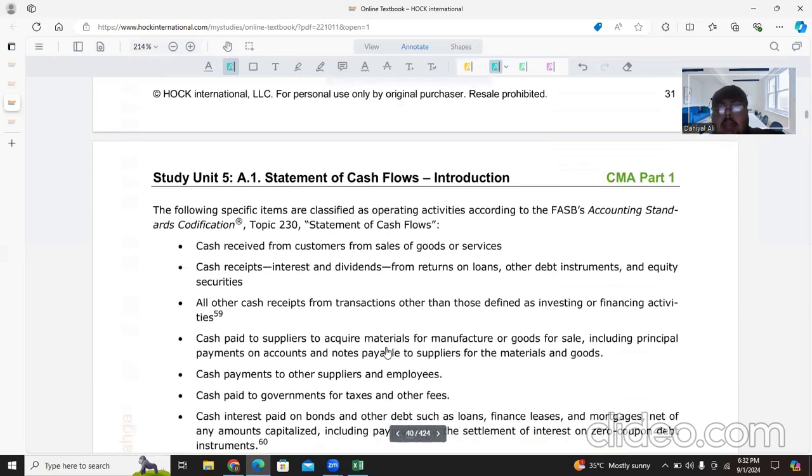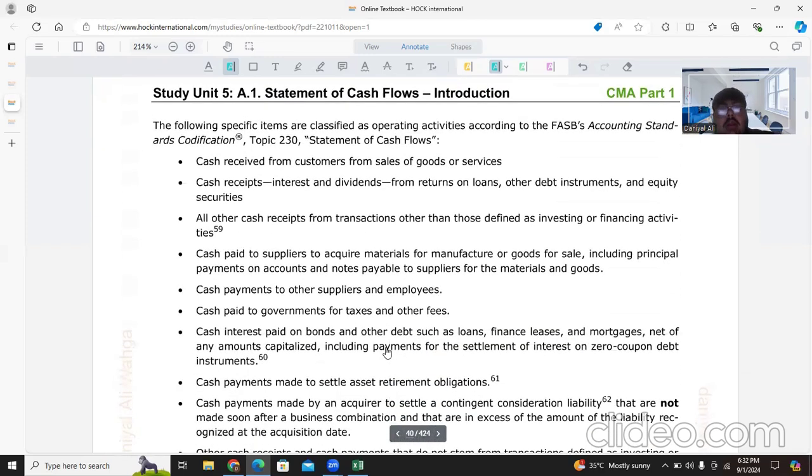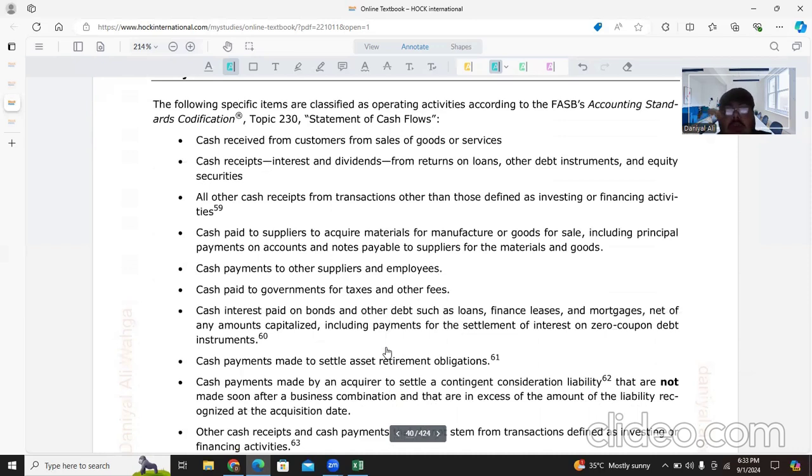You have some operating activities explanation as well. So you got to see cash received from customers under the direct method. Cash receipts, interest and dividends from returns on loans, other debts, instruments, equity, securities. You can use these for the direct method as well. All other cash receipts from transactions you define as investing and financing activities.